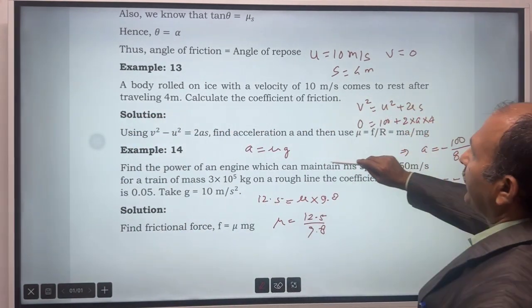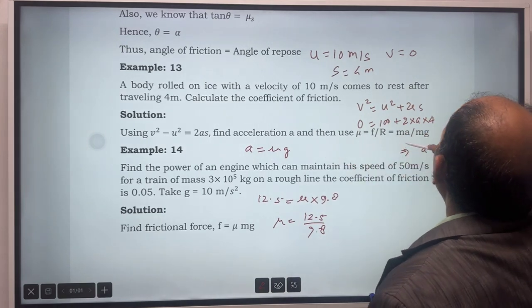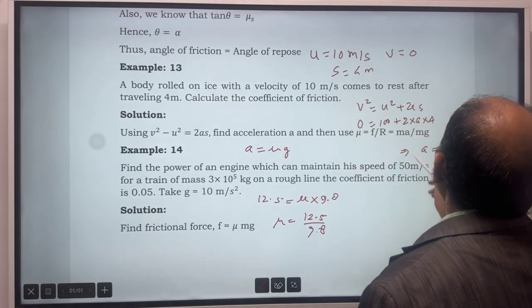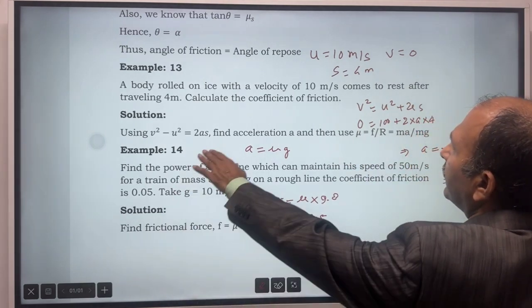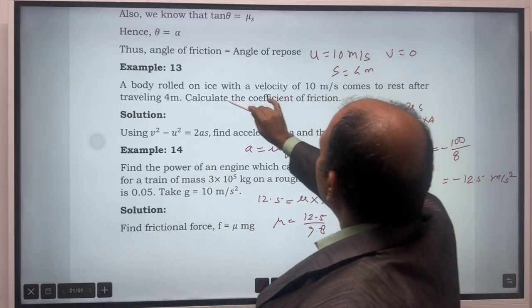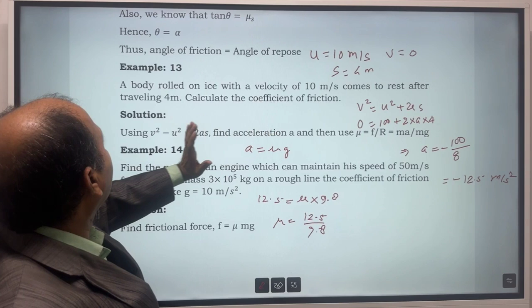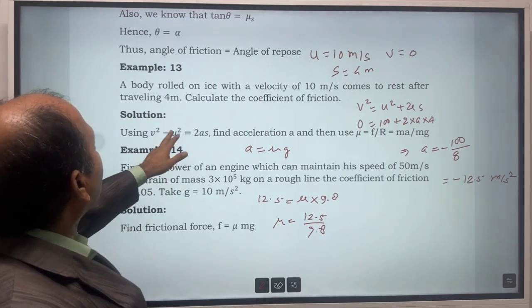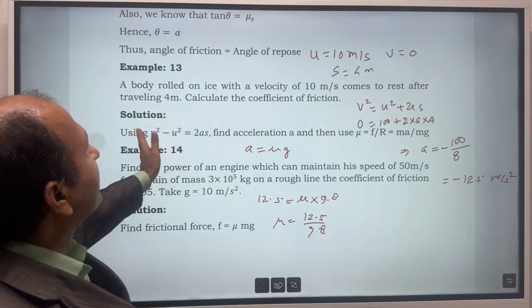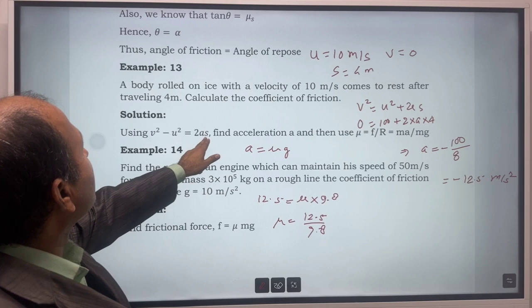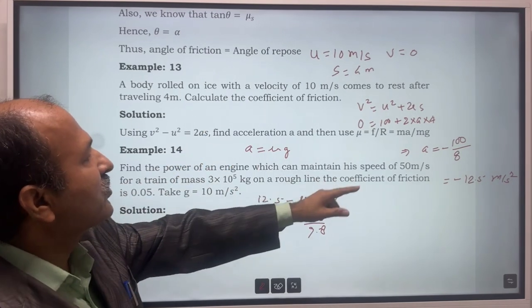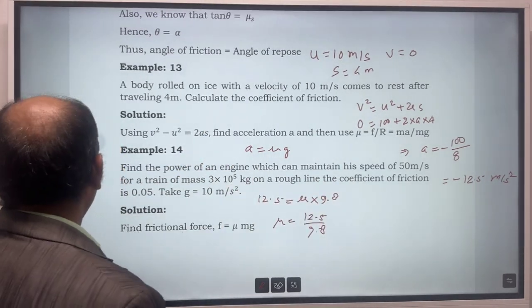Here the same thing is explained. Mu equals a upon g, or a equals mu g, same. But you have to check the calculation once. Here the value of u is given, v is 0 because it comes to rest, and s is 4. So a will be this much, and after that you can evaluate.